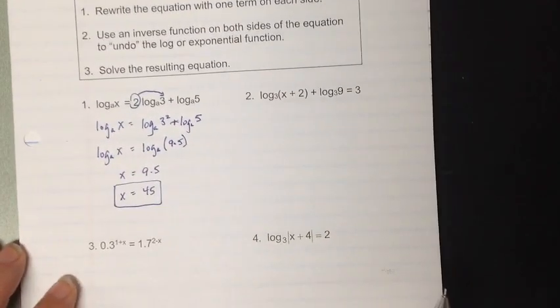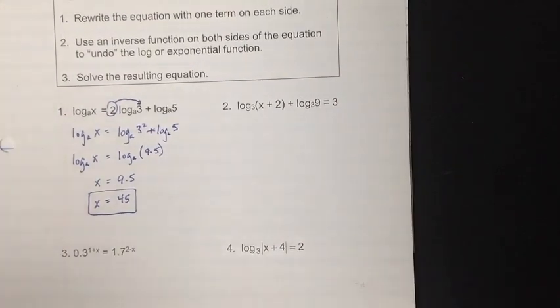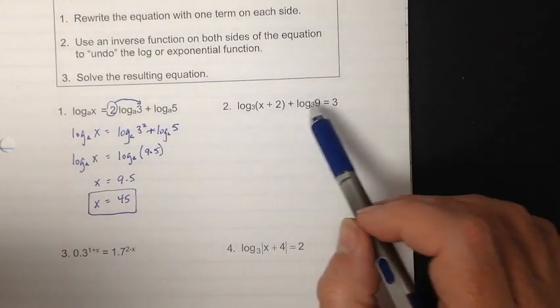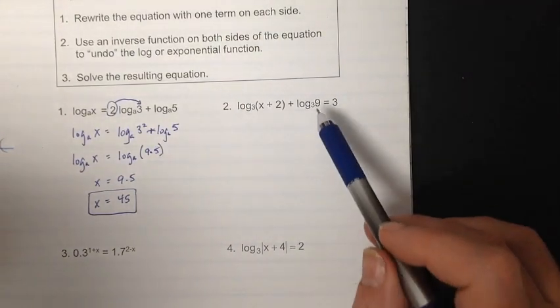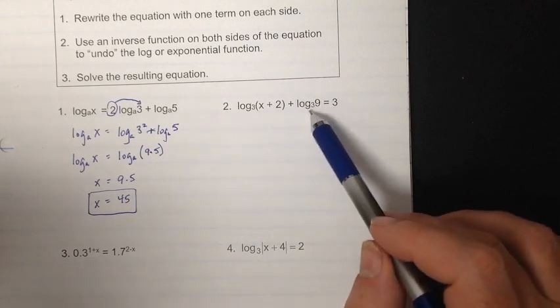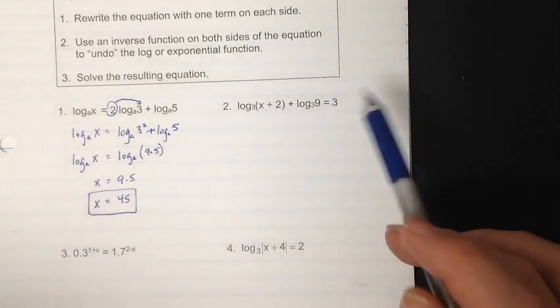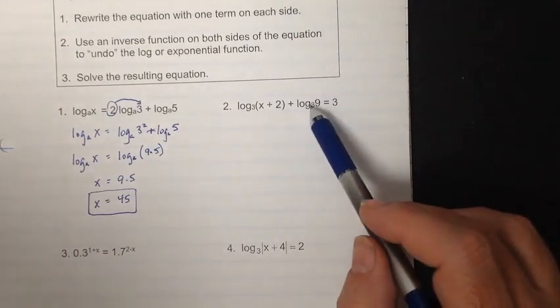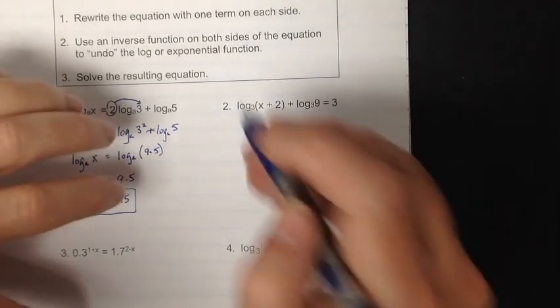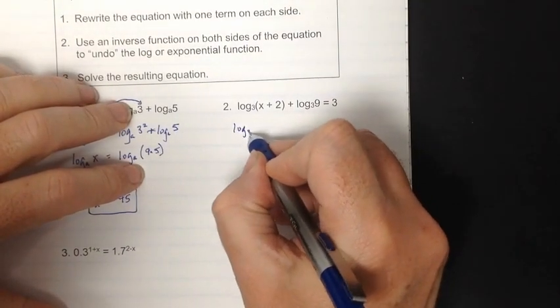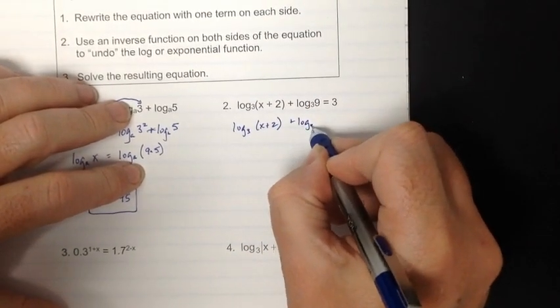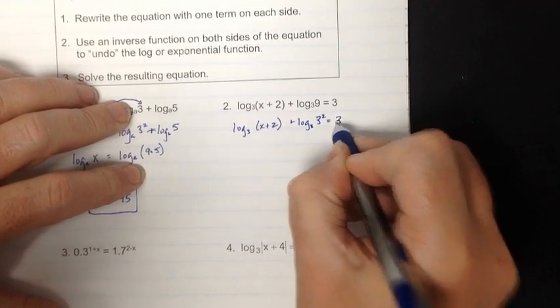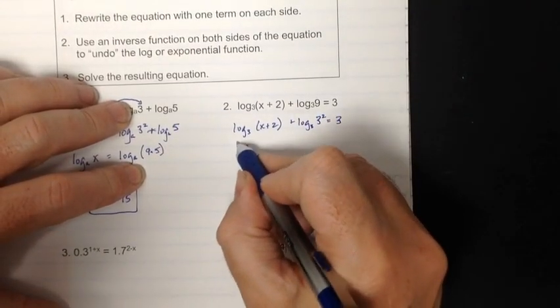Okay? Number 2. Log base 3 of x plus 2 plus log base 3 of 9 equals 3. So this one, always when I have a log without any variable in it, I always think, well, can I simplify that? And this one I can, right? Because I could write this log base 3 of 9 as log base 3 of 3 squared. So that whole thing is just going to become 2.